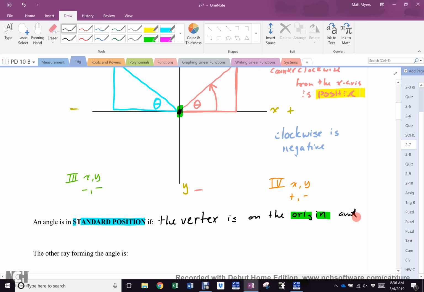And this is going to be another new word for you, the initial ray. I'm going to highlight that in yellow. Well, I'd try to highlight in yellow, but I got a bunch of yellow dots. The initial ray is on the positive x-axis.